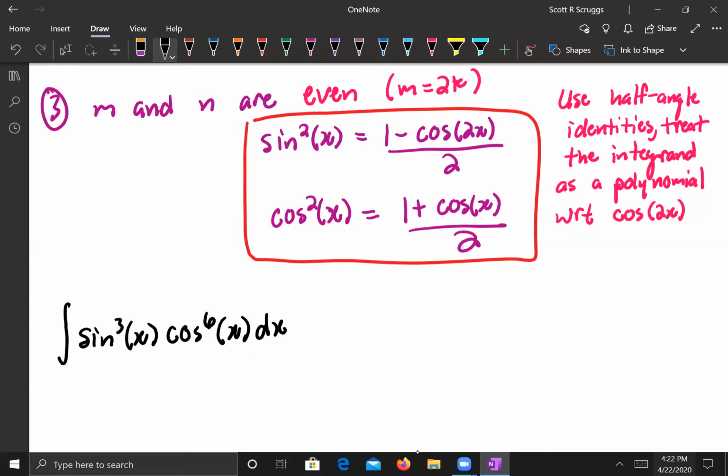Oh, thank you, Matthew. Thank you for that catch. I can't read. There we go. Thanks for pointing that out.